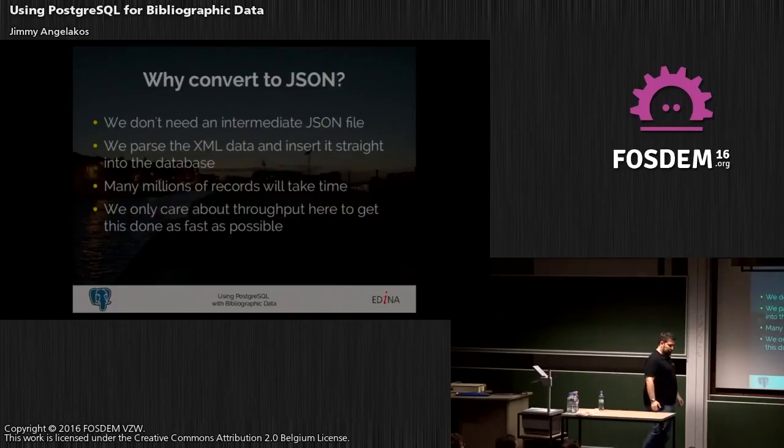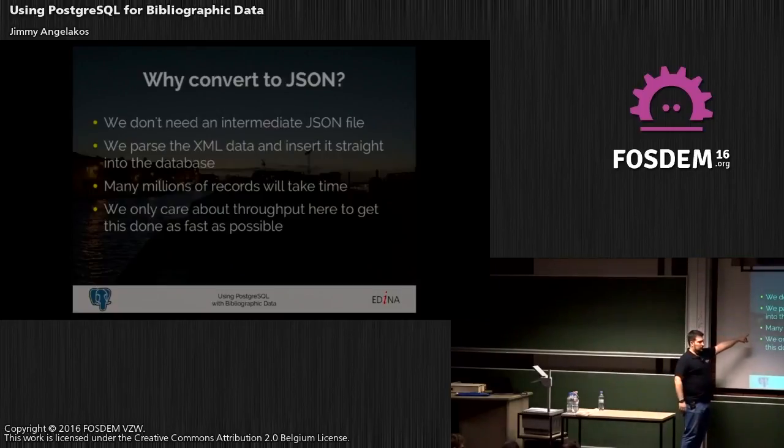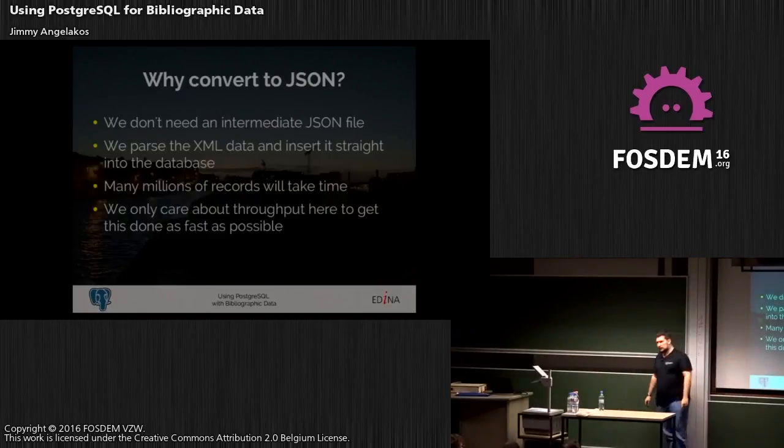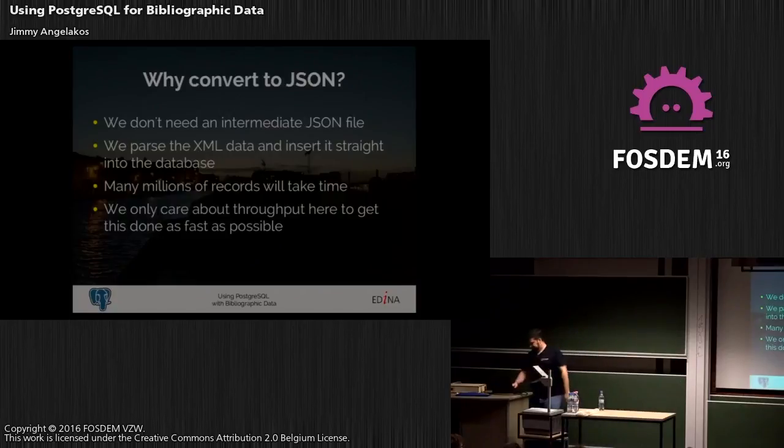Let's see now, why do we want the conversion to JSON? Of course, we want to insert it into our database and play with our lovely JSONB type. But we don't need to actually create a JSON file to do that. We can parse the XML in one go and insert it straight into the database using our Python dicts. I have to remind you that it's 24 gigabytes, which is 6.2 million distinct records. So the only thing we really care about here is throughput.